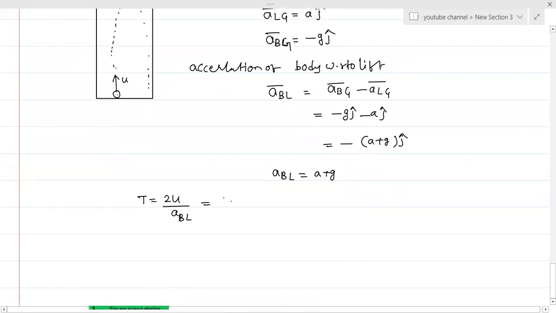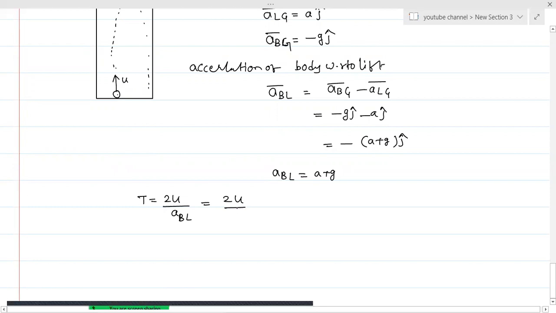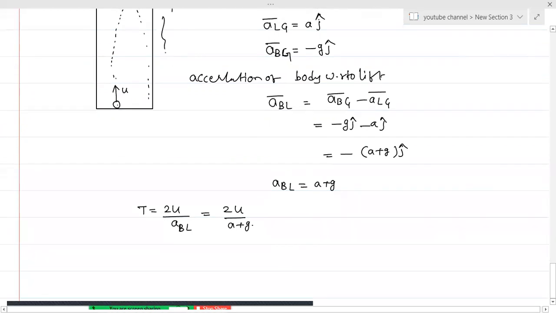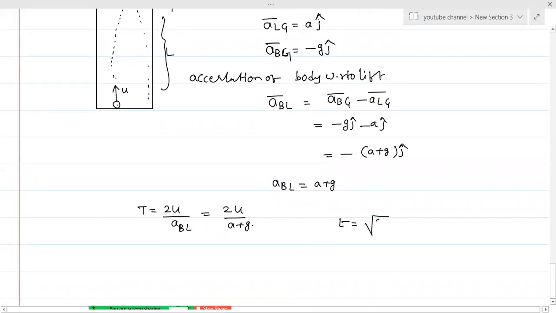So therefore we will write time of flight T equals 2u by (a plus g). Or we will take it in terms of length. Suppose the length of the lift is L, then we take the time of ascent equivalent to root of 2L by, instead of g, the acceleration of body with respect to lift, so that is nothing but a plus g. So in this way we will take.